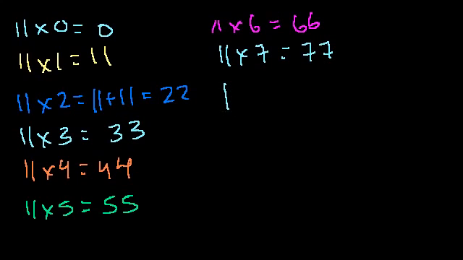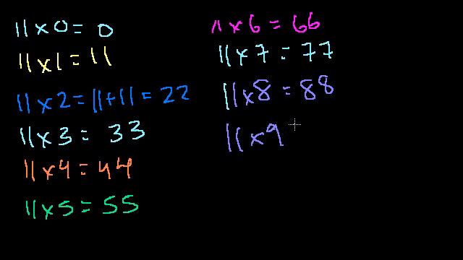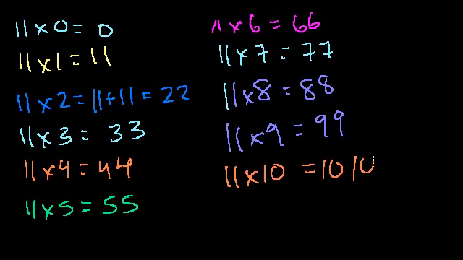Let me switch colors. 11 times 8 is equal to 88. 11 times 9 is equal to 99. Now, what's 11 times 12? Oh, sorry, I skipped 10. 11 times 10. You might want to say it's 1010. No, that's wrong. It's like 110, not 1010. So that little pattern where you just repeat the number only worked for one-digit numbers. It only worked for 1 through 9.